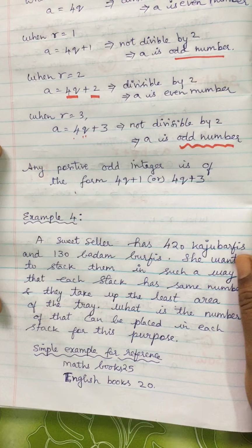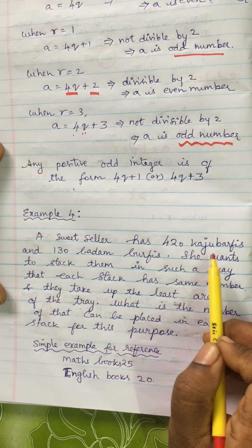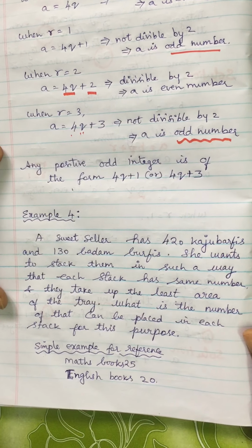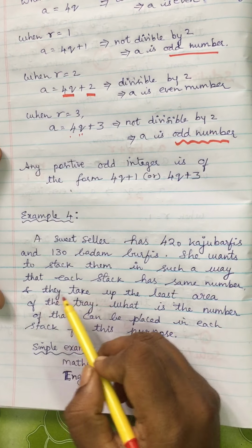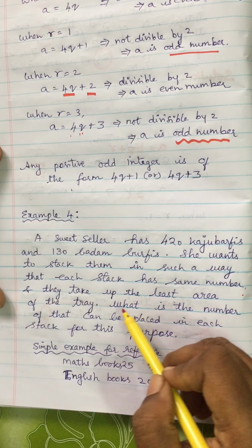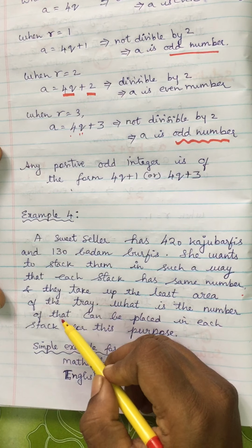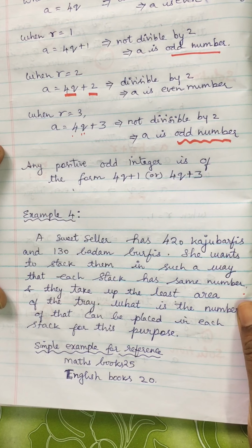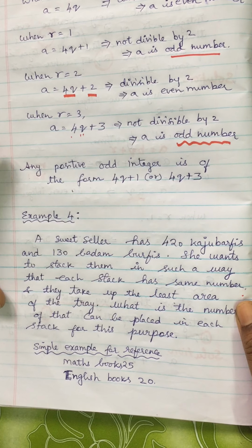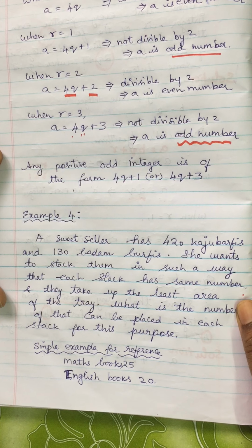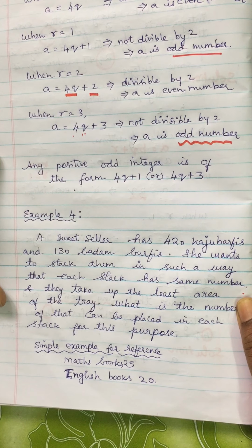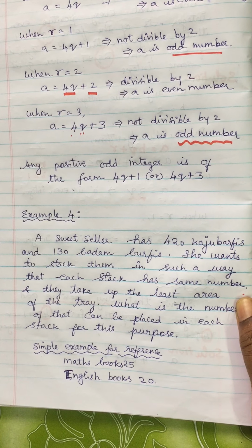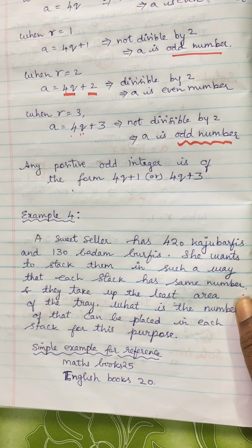Right? Coming to example 4. A sweet seller has 420 Kaju burfis and 130 Badam burfis. She wants to stack them in such a way that each stack has the same number and they take up the least area of the tray. So what is the number that can be placed in each stack for this purpose? That is, a sweet seller has 420 Kaju burfis and 130 Badam burfis. She wants to stack them in a tray in such a way that each stack has the same number of burfis.